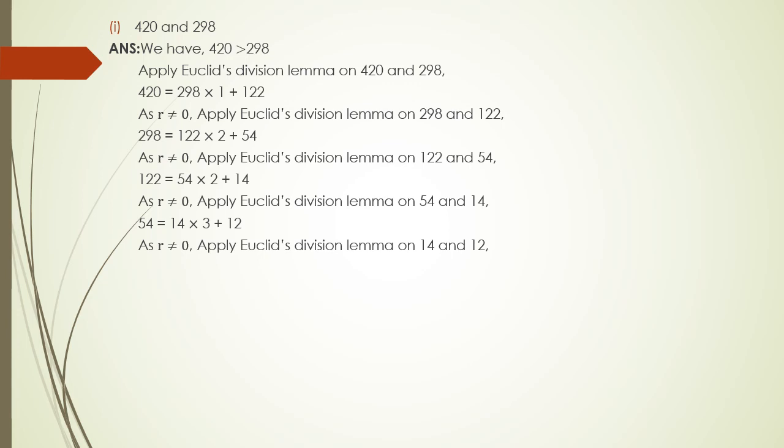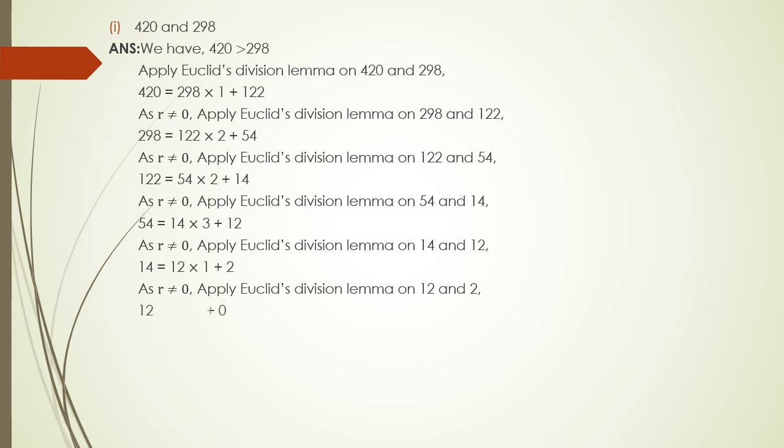So again, by using long division, we will get 14 is equal to 12 into 1 plus 2. Here 12 is divisor, 1 is quotient, 2 is remainder. That sequence we have to follow properly. Once again, here we see that remainder is not equal to 0 yet. So again, we are going to apply Euclid's division lemma on 12 and 2.